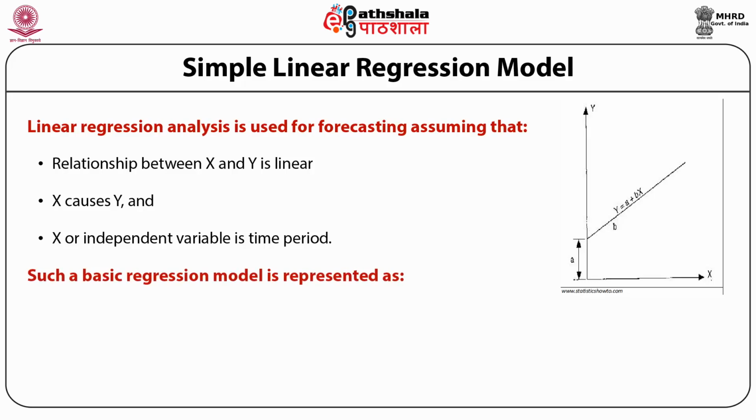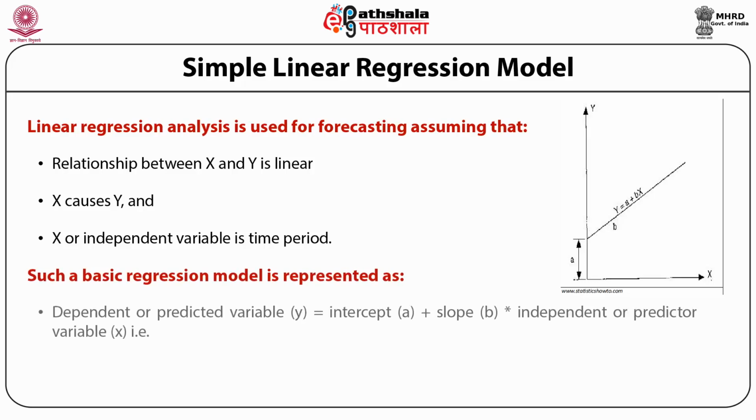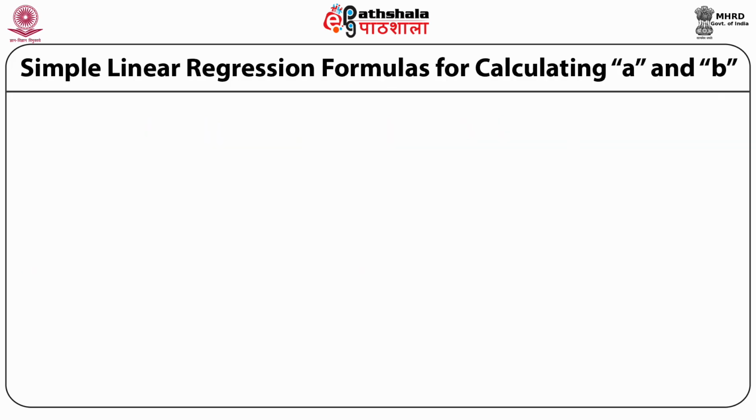Such a basic regression model is represented as dependent or predicted variable, that is y, is equal to intercept, that is a, plus slope, that is b, into independent or predictor variable, that is x. The formula is represented in the equation form, which is y is equal to a plus bx. Simple linear regression formulas for calculating a and b are shown in this slide.